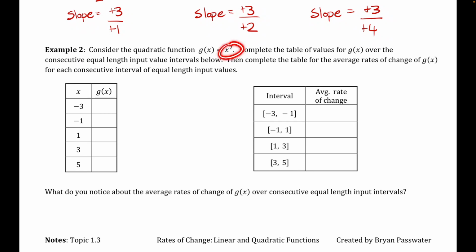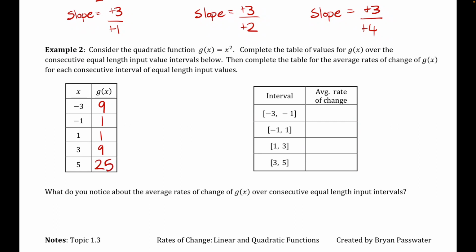Okay, so it's pretty straightforward. This is the squaring function, just take the power of 2. -3 times -3, we all shout out: 9. -1 times -1: 1. Then 9, 25. Good, okay.